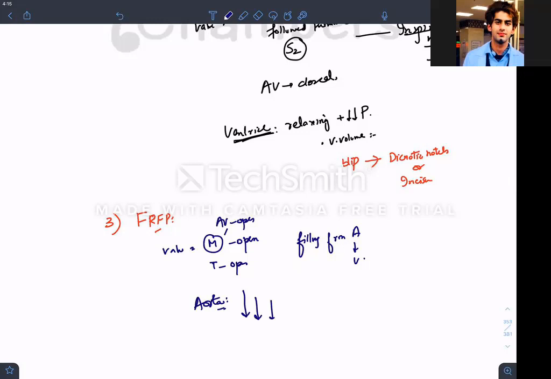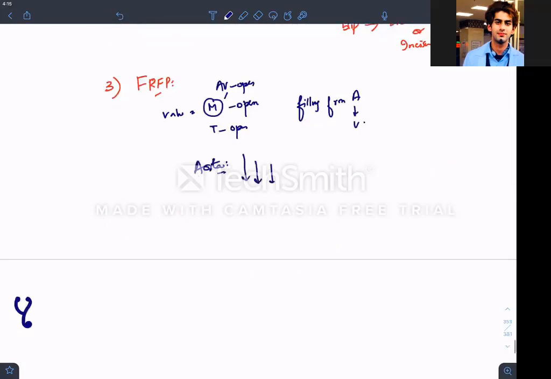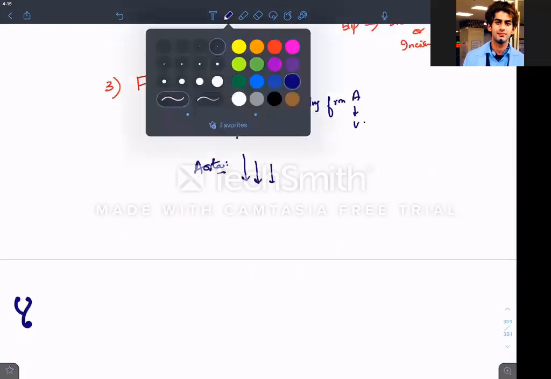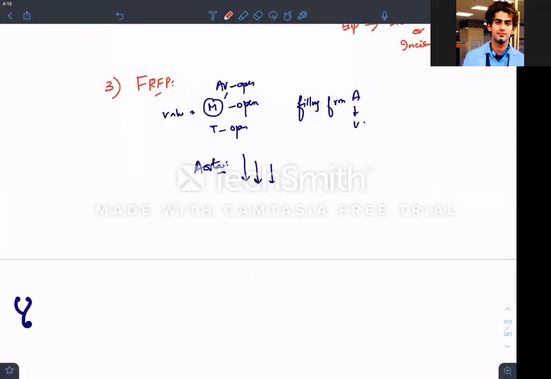Okay, so we learn because of integration. So we have S3 sound. S3 gallop sound. So we have S3 sound production. That's why I said a physician has an eye, a clinician has an eye, a doctor has an eye. It is normal in children, but it is pathological in adults.